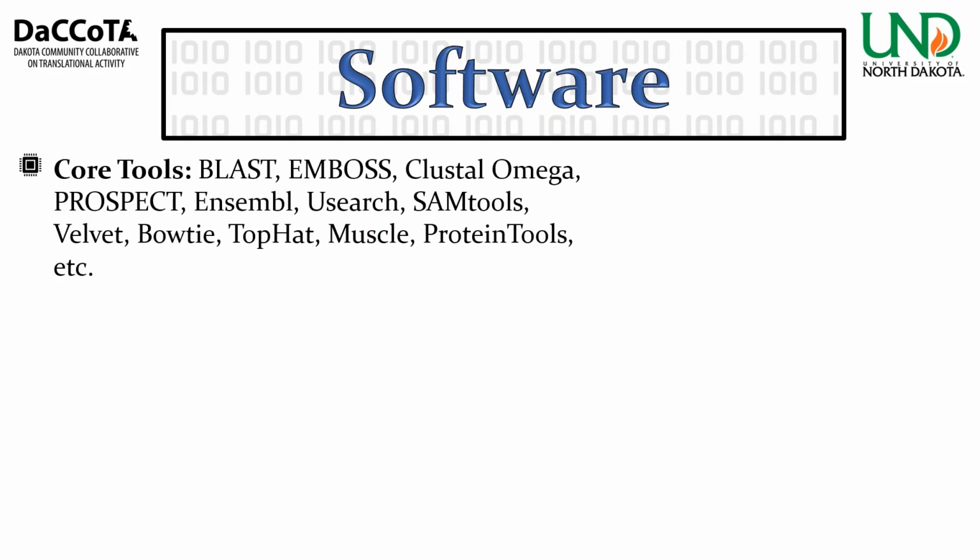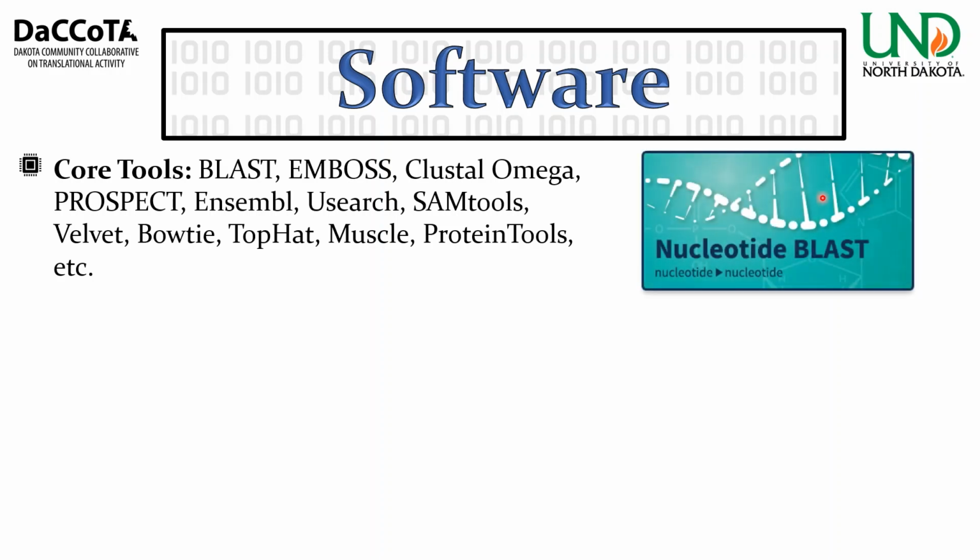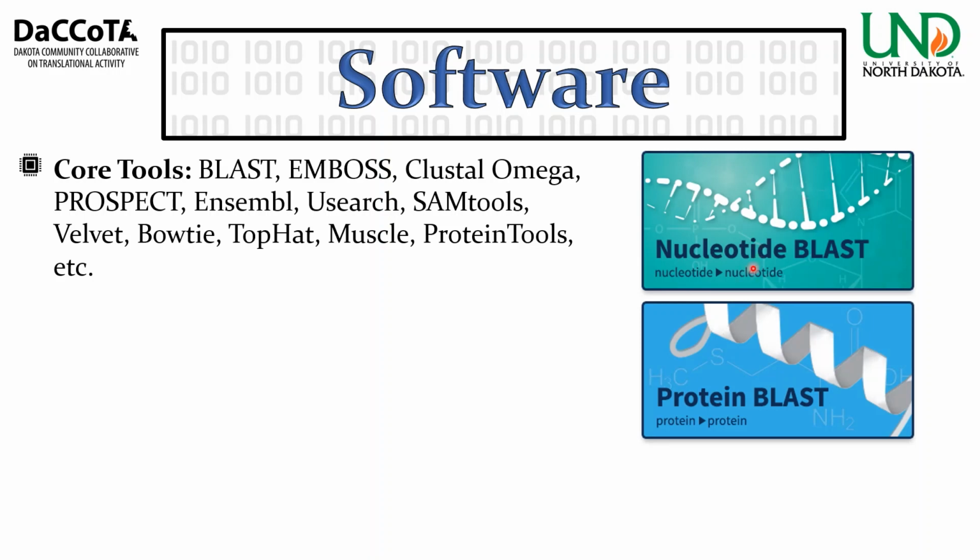So I'll start with some core tools. There's lots of different tools. Probably one of the most common ones is BLAST. This is the Basic Local Alignment Search Tool. It finds regions of similarity between sequences. So if you have a sequence that's unknown, you can essentially compare it to a giant database of sequences that have identification, and you can see which one it closely aligns to. There's a lot of different flavors. You can look at nucleotides or proteins, so a lot of things you can do here.